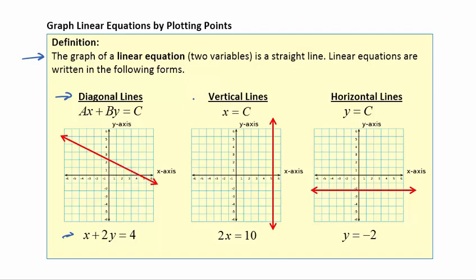The other type of line we can have is vertical lines. These are lines that are traveling perfectly up and down. Vertical lines always have this form: they only have the variable x in them, and they equal some number. There's going to be no y variable at all. So when just x is involved in the equation, we are going to get a perfectly vertical line. And here is the equation for that one right there: 2x equals 10.